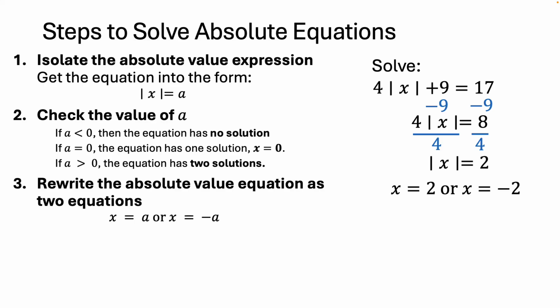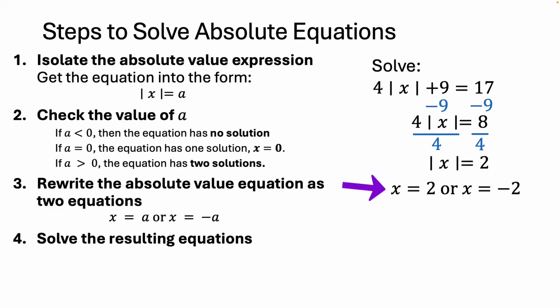For this problem, we would end up with x equals 2 or x equals negative 2. Step 4 would be to solve the resulting equations. Now, in our problem, x is already isolated, x equals 2 or x equals negative 2. However, there may be other problems where you have to continue to isolate x. I have a separate video that covers those equations.